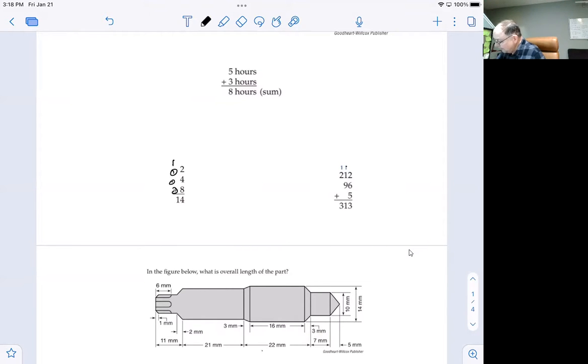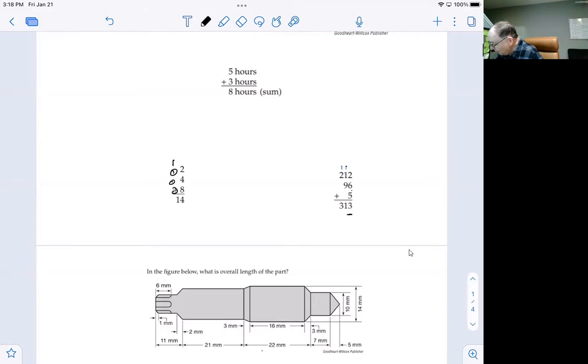The third example here is 212 plus 96 plus 5. I already got the carries written up there. To do the addition, we start at the rightmost column of digits. That is to add the 2, the 6, and the 5. 2 plus 6 is 8, plus 5 is 13. So that's 3, and a carry of 1 into the tens column.